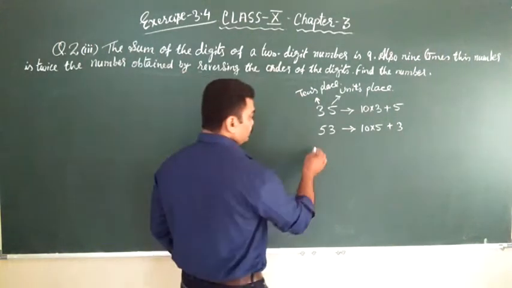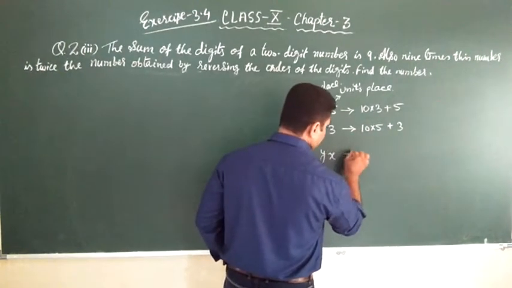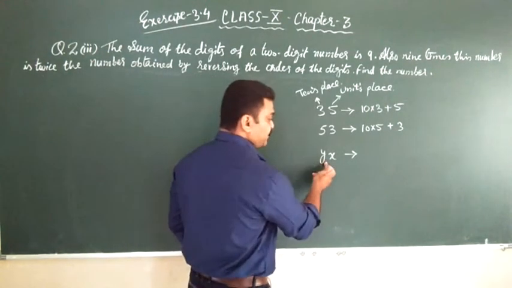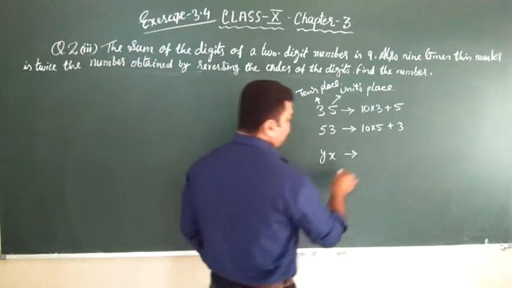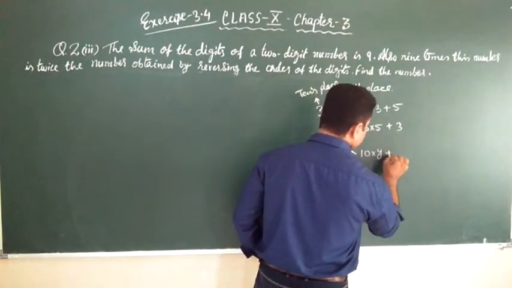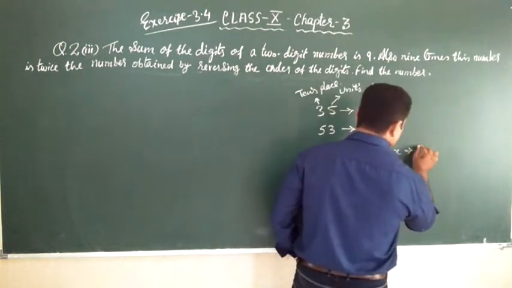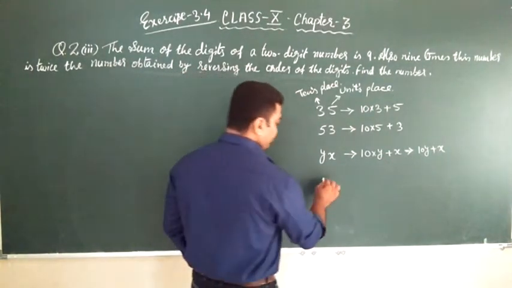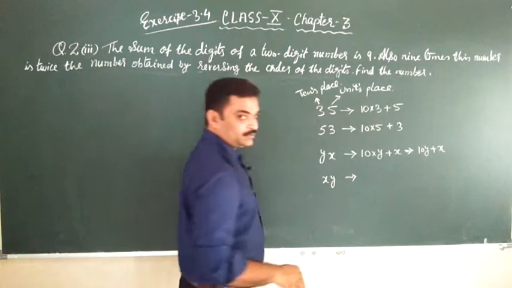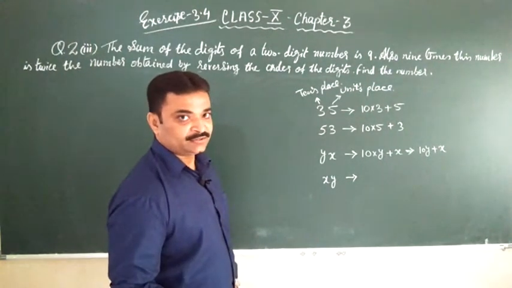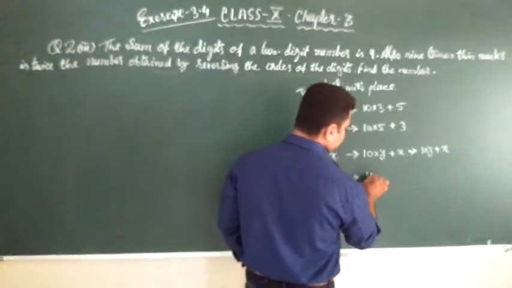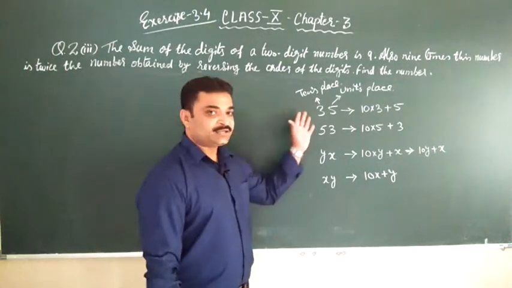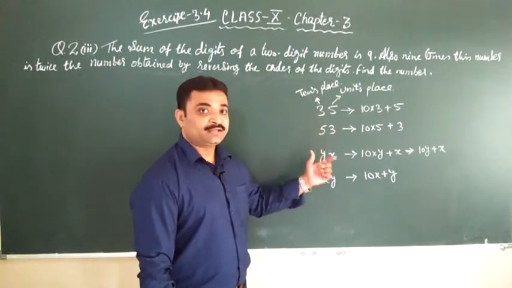Clear? Now, if I write yx, suppose yx is a 2-digit number, and we expand this yx, how do we write it? We will write 10 into y plus x. This implies 10y plus x. Clear? Similarly, if I write xy, how do we write it? Yes, you are correct. We will write it as 10x plus y. So students, I think you all understand how we write a 2-digit number in expanded form.